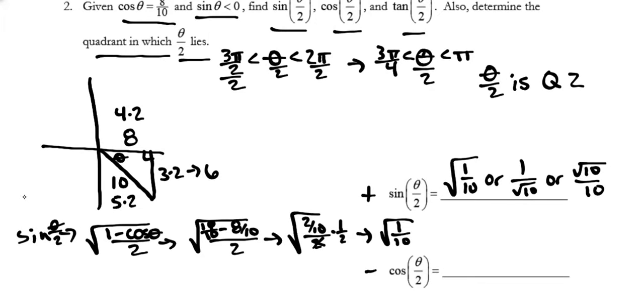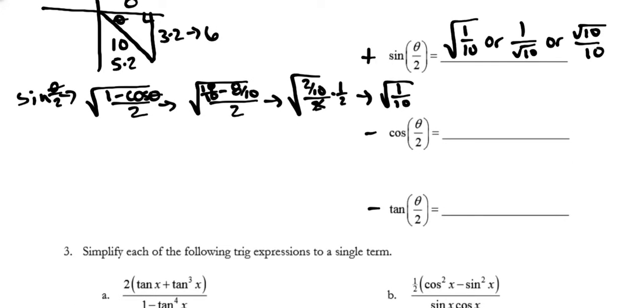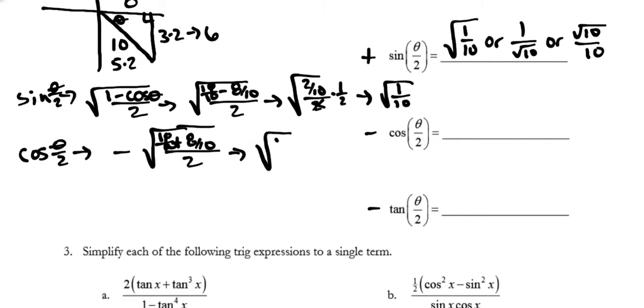Okay, likewise with cosine of theta over 2, we have the negative square root of 1 plus 8 over 10, because that's our cosine of theta, divided by 2. So again, common denominator, but that's going to give me 18 over 10 divided by 2. Again, multiplying by the reciprocal. So that leaves me with the square root of 9 over 10.